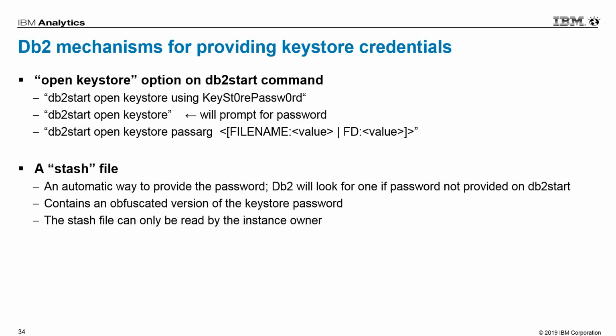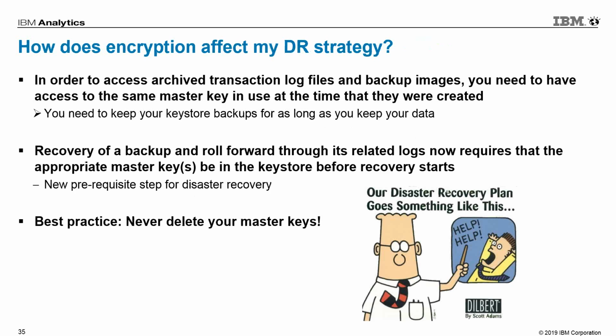The other way is a stash file, where you tell DB2 there's this file, and you can go access it, and you don't have to actually type it on DB2 Start. You type DB2 Start, and it automatically goes to the stash file to look for it. So those are the mechanisms we try and provide to give you options in terms of how you handle your Keystore credentials.